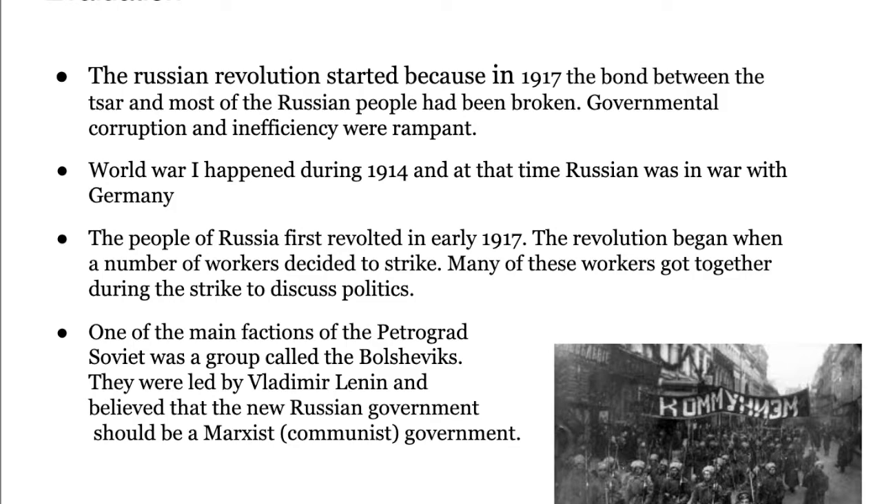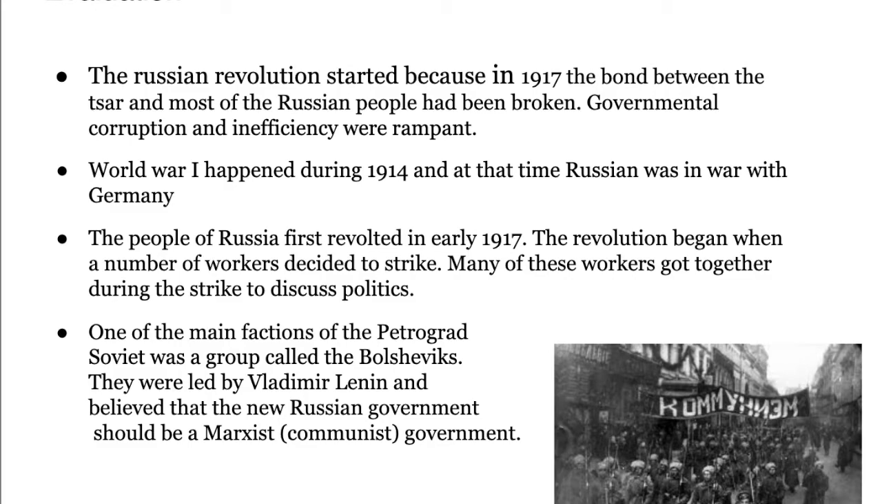The revolution began when a number of workers decided to strike. Many of the workers got together during the strike to discuss politics. They began to revolt. Tsar Nicholas II ordered the army to suppress the revolt. However, many of the soldiers refused to fire on the Russian people, and the army turned against the Tsar. The Tsar was forced to give up his throne and a new government took place.